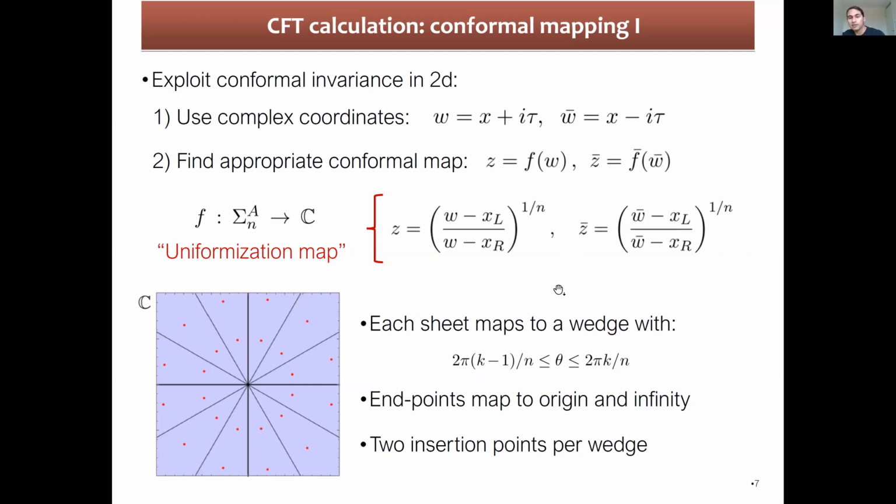With these formulas, you can realize that each sheet of the manifold maps to a specific wedge with a certain angle. Then the endpoints of the interval, X left and X right, map to the origin and to infinity respectively, but infinity along a certain angle fixed by n. And then the last thing that I want you to have in mind is that I still need to compute a 2 endpoint function in this complex plane, but I have only 2 points per wedge, and all of them are related only by a phase.